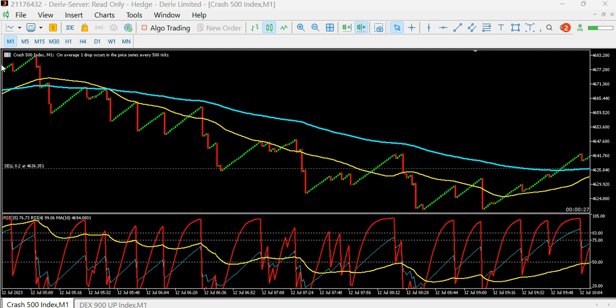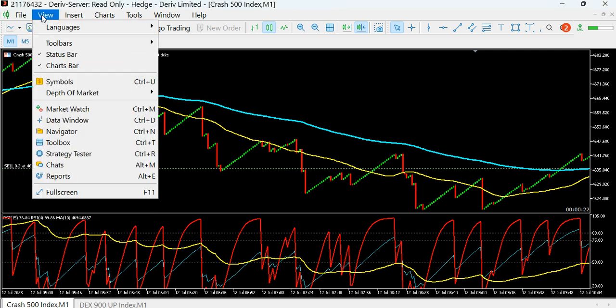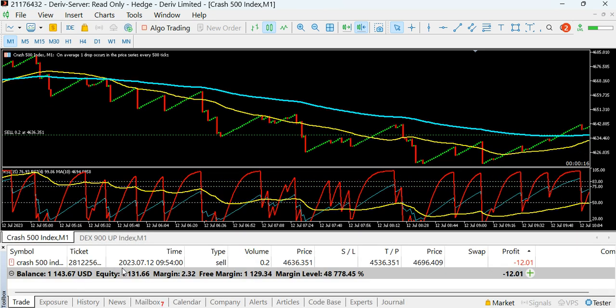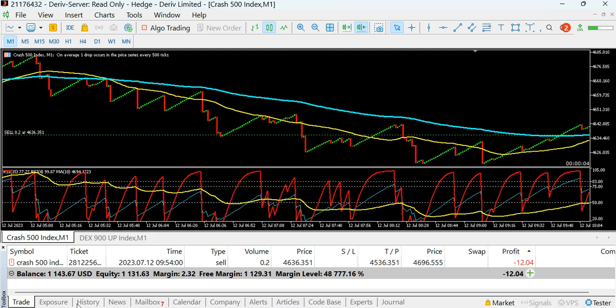You click on View, Toolbox, and it will open up at the bottom here. You can minimize it by double clicking on the blue bar on the side. Just watch there, double click, and it minimizes. Or you can double click anywhere on that line and it will open it up.